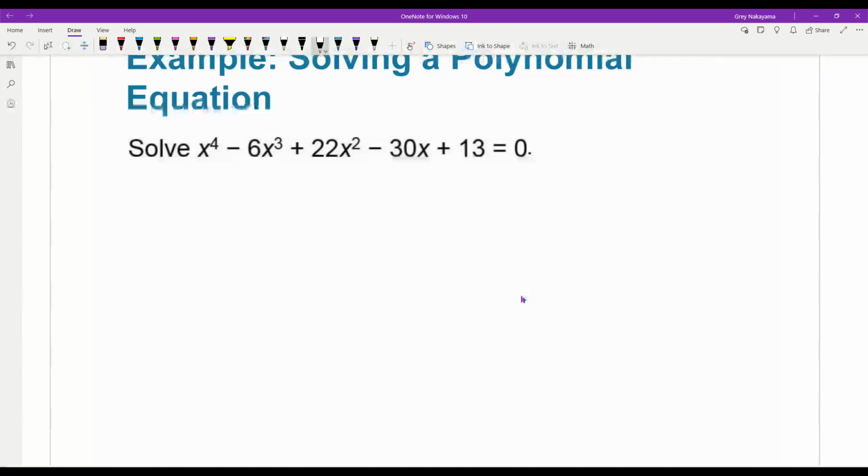So the first thing I'm going to do is list my possible rational zeros, and that would be plus or minus the factors of 13, which are 1 and 13, over 1, because my leading coefficient is 1. Then I'm going to look at a table and plug in. I only have to look at the numbers that I have. So I looked at negative 1 and negative 13, positive 1 and positive 13. I found out that 1 gives me 0. So that tells me that's a 0 of my polynomial.